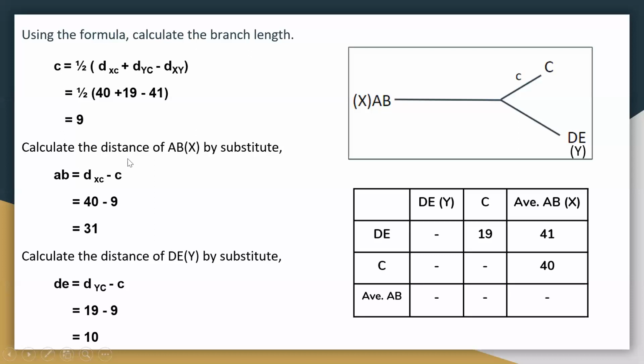Next, we continue to calculate the distance of X and Y. To find AB, we use the distance of XC minus the length of C. Then we will get 31. And then calculate the distance of DE, which is Y, by using the distance of YC minus the length of C. Then we will get 10.